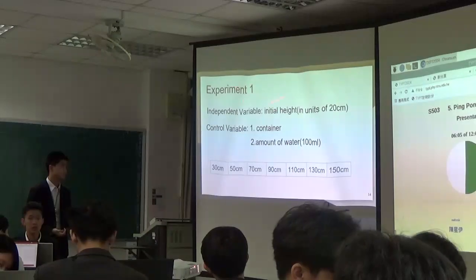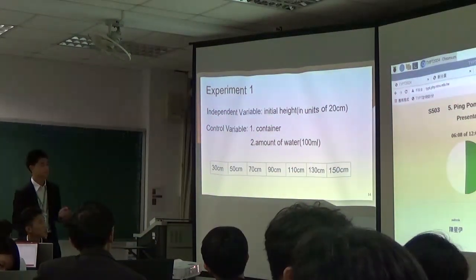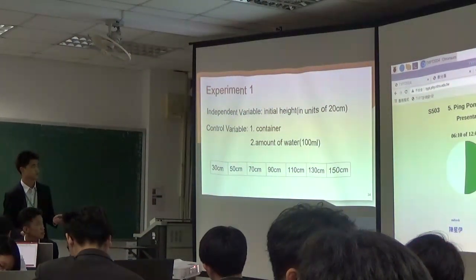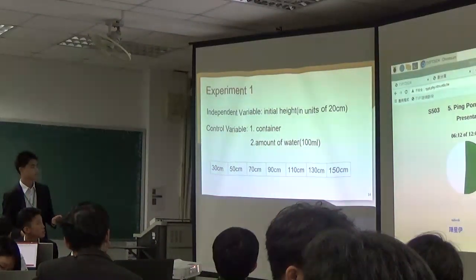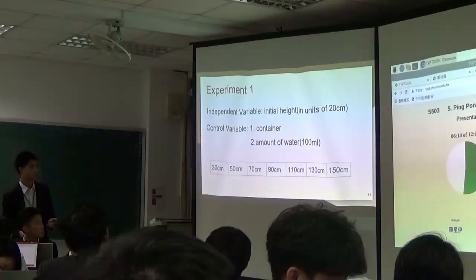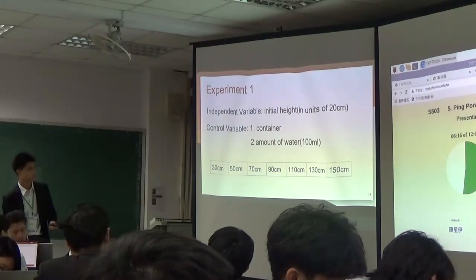Now moving on to experiment 1. Our independent variable is the initial height, in steps of 20 centimeters. The control variables are the container and the amount of water, for which we use 100 milliliters.